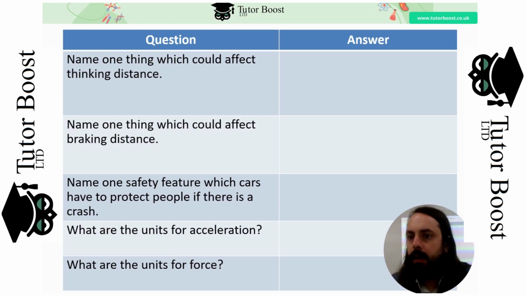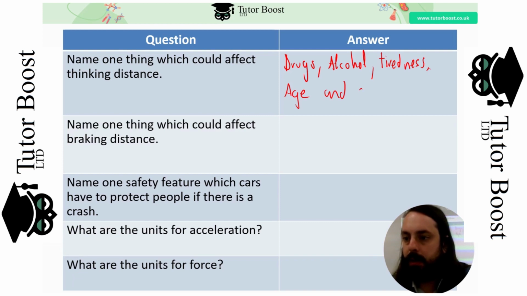Okay, so let's have a look. For the first question, name one thing which could affect thinking distance. Well, thinking distance is in close relation with reaction time. So anything that affects your reaction time will be affecting thinking distance. So those things could be drugs, alcohol, tiredness, age, and distractions. So any of those will get you a mark.